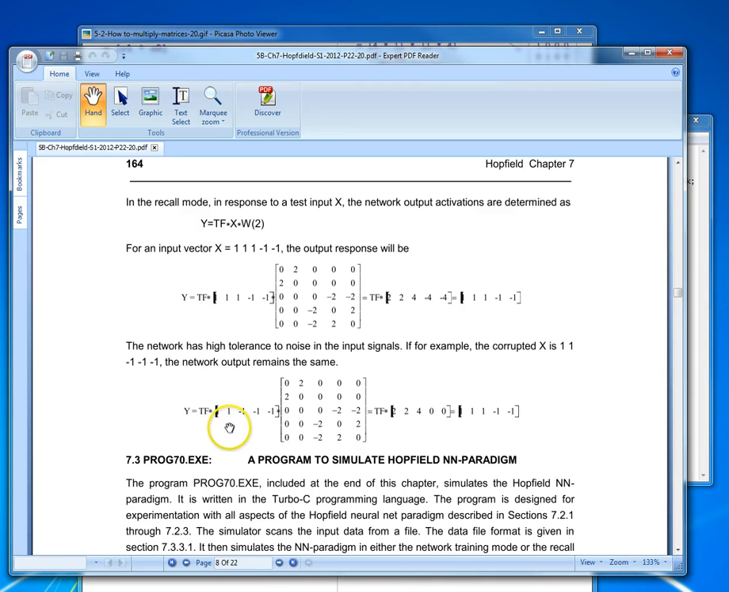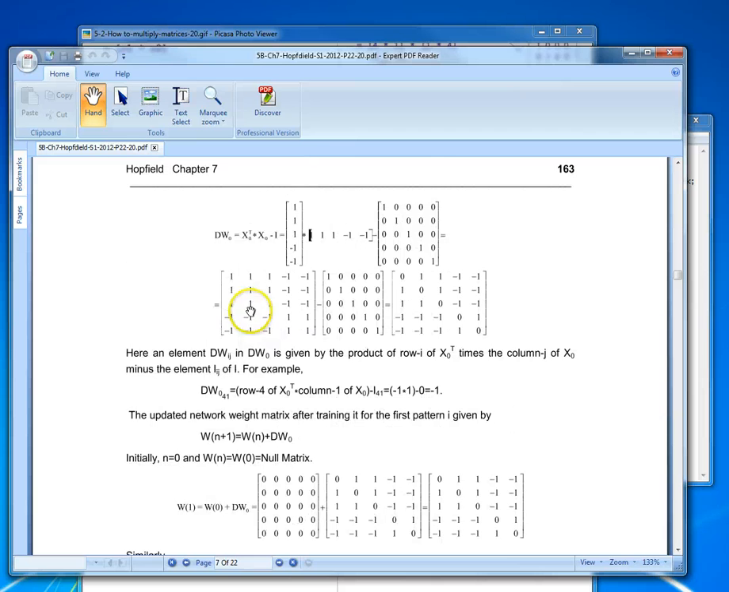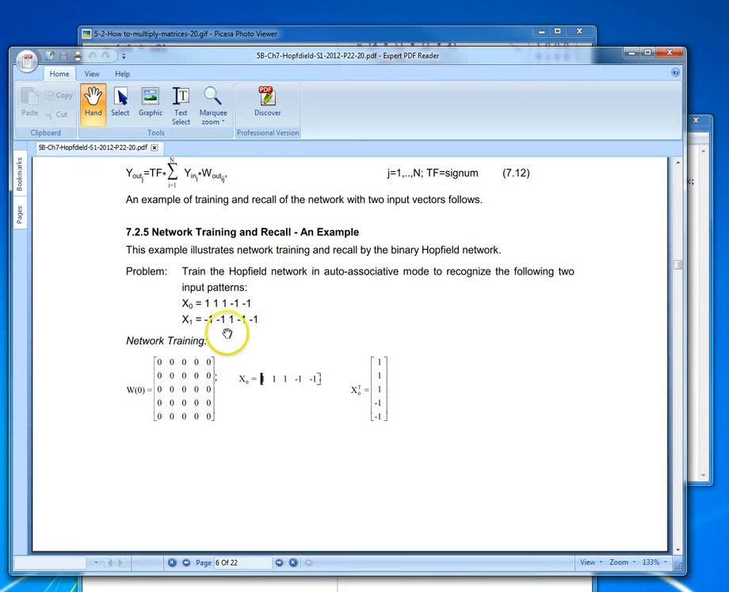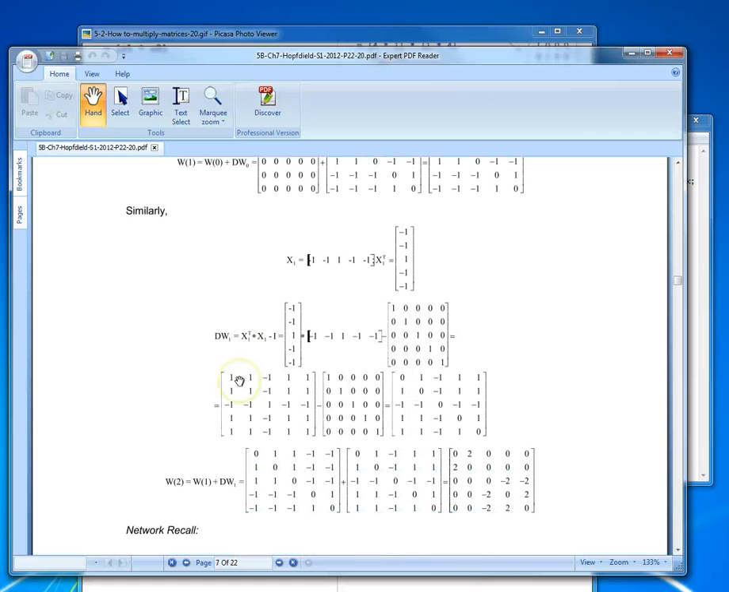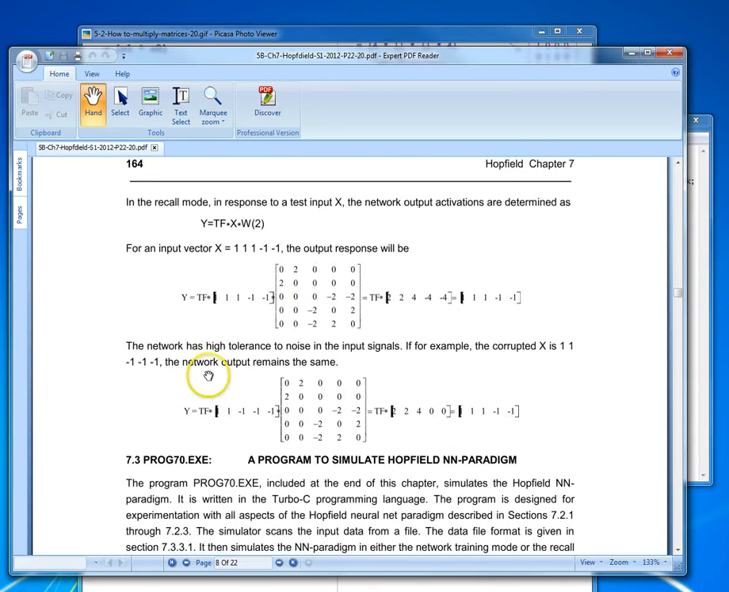Similarly, you apply your second vector, that's 1 1, minus 1 minus 1 minus 1. That is the second vector that we have applied. If you apply the input vector 1, you get that value. I did not apply the second one, but if you apply the second one, you are going to get the second vector.